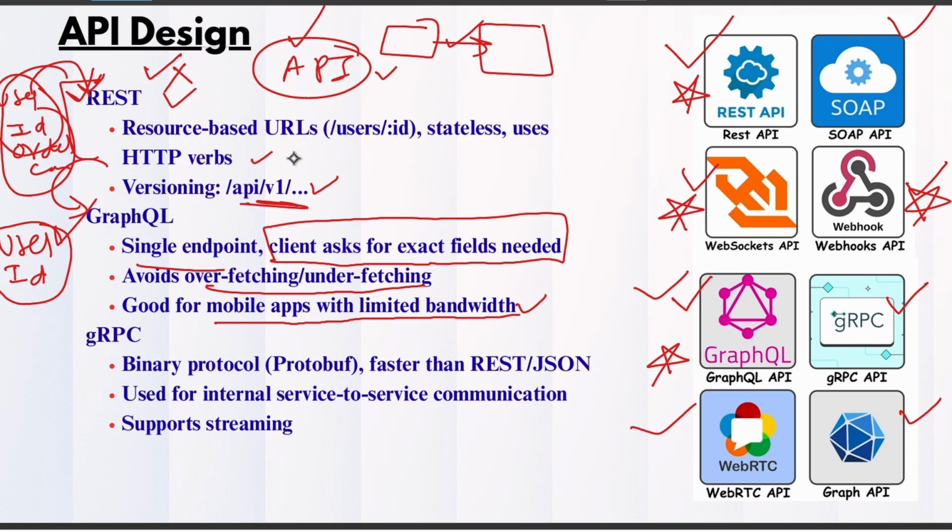So at that time you need to use GraphQL. Another thing is from Google, known as gRPC, which is a binary protocol buffer, faster than REST/JSON. It is used for internal service communication and supports streaming, all the stuff you can see. WebRTC is used to stream the data, that kind of stuff.